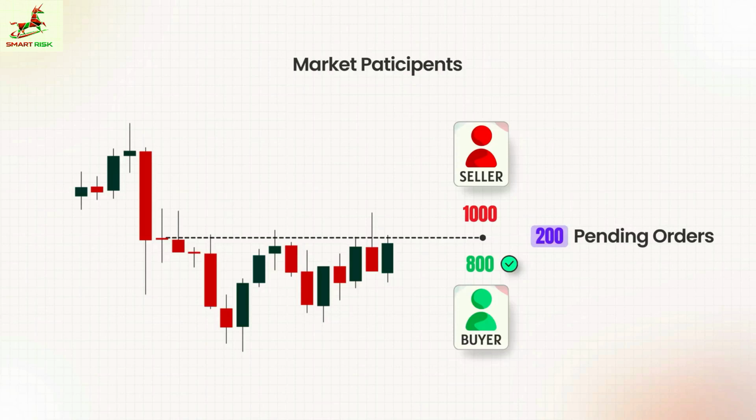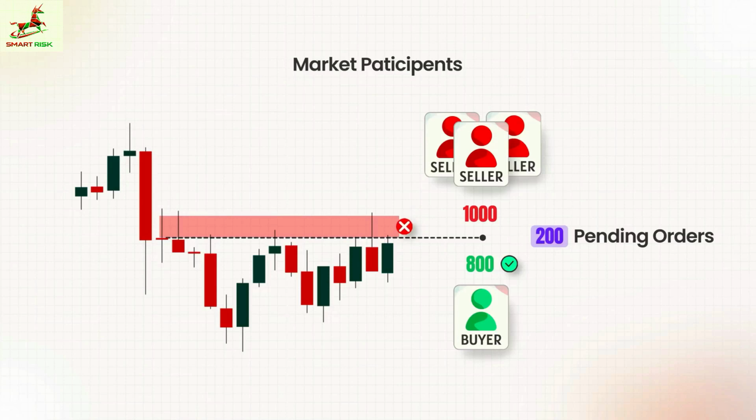In other words, there are more sellers here, but not enough buyers. That means there isn't sufficient liquidity available on the chart at this point, which is why the transaction didn't fully complete. And this is exactly what's known as liquidity in smart money concepts.